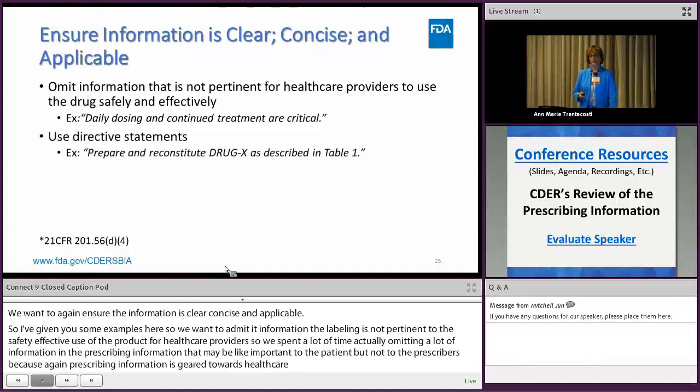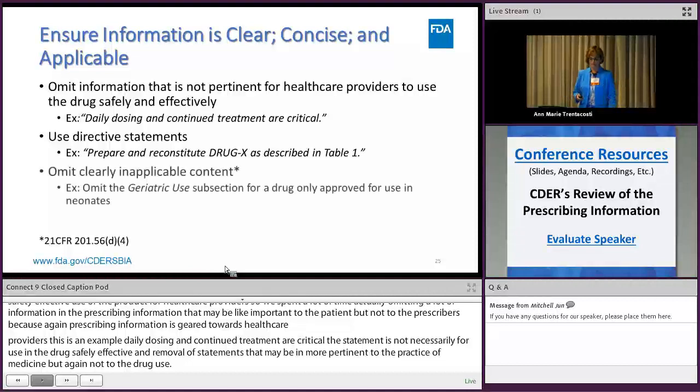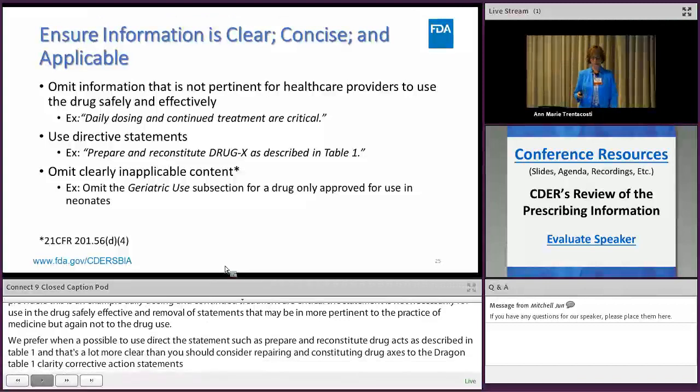We prefer, when possible, to use directive statements such as prepare and reconstitute drug X as described in Table 1. That's a lot more clear than you should consider preparing and reconstituting drug X as described in Table 1. So again, clarity, directive action statements. Omit clearly inapplicable content. An example would be a product that's indicated only for use in neonates. We would recommend omitting the geriatric use subsection.